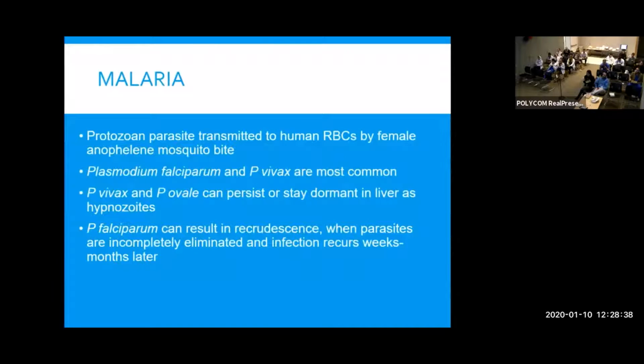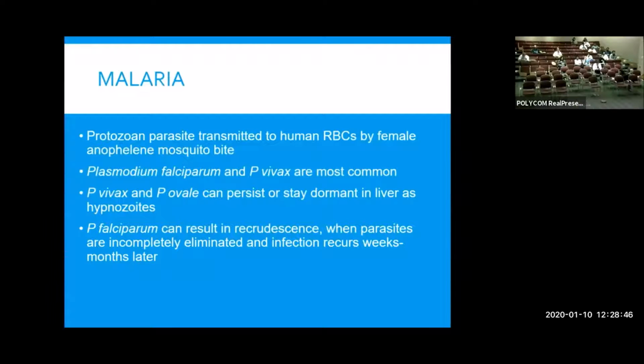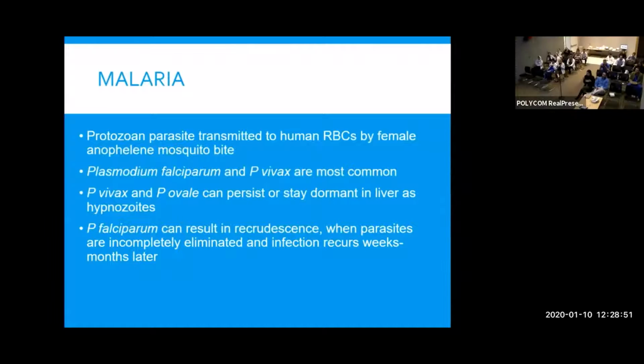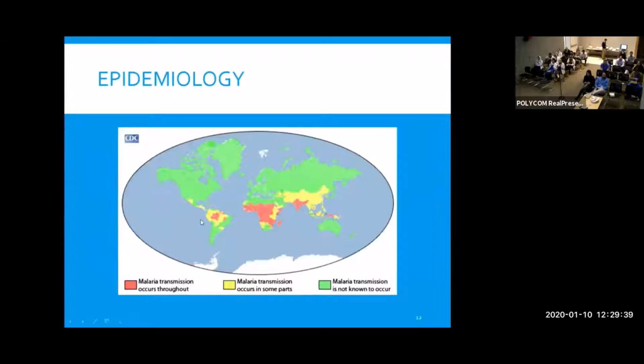So what is it? It's a protozoan parasite transmitted to human red blood cells by the mosquito. There are several types. The most common ones are falciparum, vivax, and ovale, followed by malariae. There's also another type called knowlesi. I don't know if you're familiar with that. It's an emerging pathogen, mostly in primates, but now we're seeing it in humans also. But what you should know is falciparum. That's the one you should definitely know. Plasmodium falciparum can result in recrudescence when the parasites are incompletely eliminated and infection recurs weeks or months later. So we'll talk about the incubation period, which is again the most important factor to look at. And I'm bringing this up as the epidemiology.